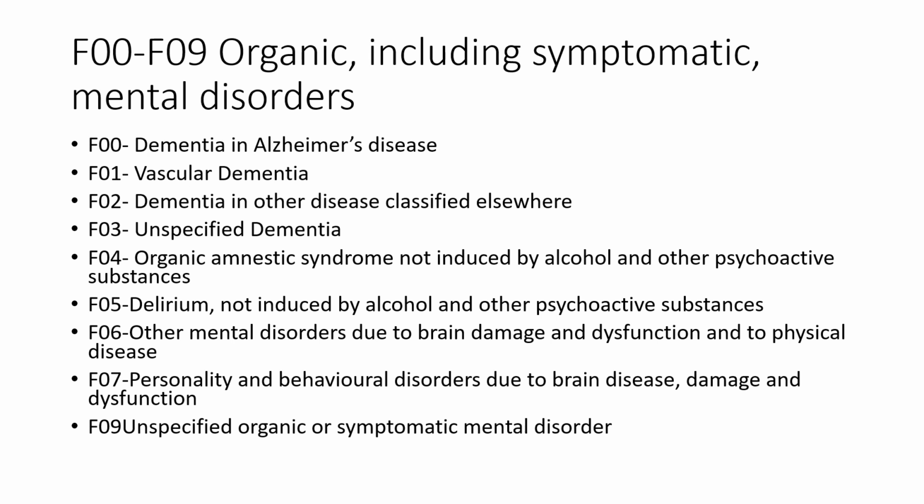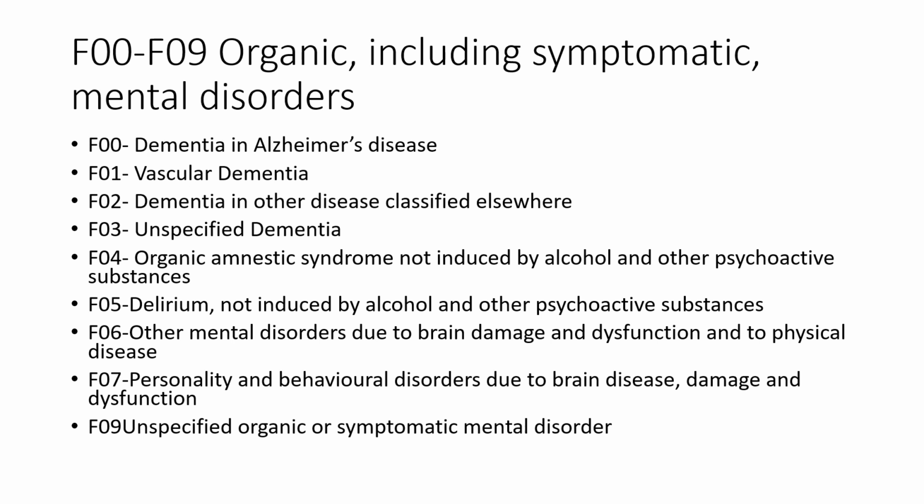And then we have F05, which is delirium not induced by alcohol and other psychoactive substances. Delirium is also something which is usually caused by a psychoactive substance. So if in the history we are able to exclude the substance intake, this is where the diagnosis will fall. And then we have F06, which is other mental disorders due to brain damage and dysfunction and to physical disease. And F07 is personality and behavioral changes due to brain damage and dysfunction.